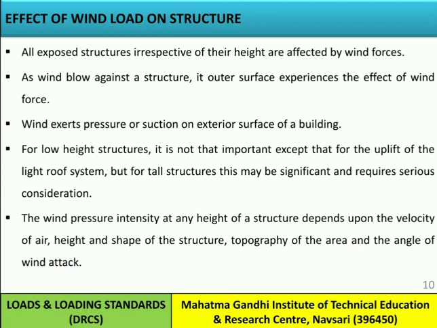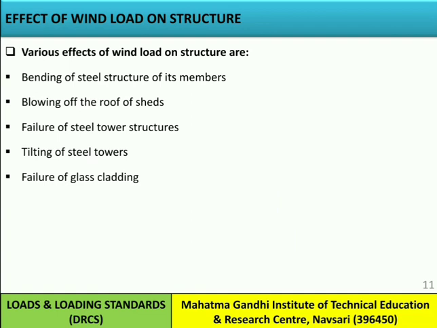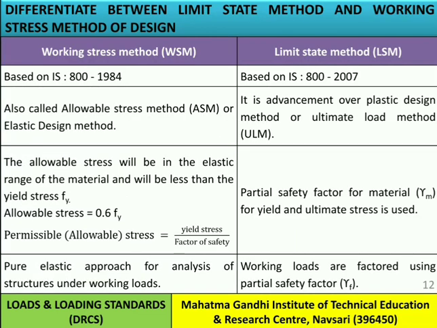Now, the wind pressure intensity at any height of a structure depends upon the velocity of air, height and shape of the structure, topography of the area and the angle of wind attack. Now, some of its effects are bending of steel structure or its members, blowing of the roof of sheds, failure of steel dowel structures, tilting of the steel towers and failure of glass cladding.